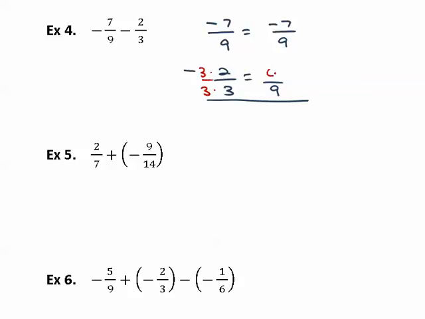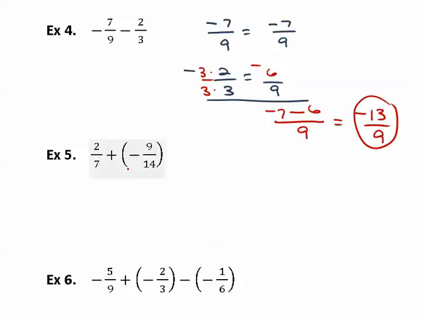So 3 times the 2 gives us 6. And don't forget, this is a subtraction problem. So that leaves us with negative 7 minus 6. We keep the common denominator, and then we subtract on top. So negative 7 minus 6, be careful, the same sign. So we add them, and we keep the common denominator.